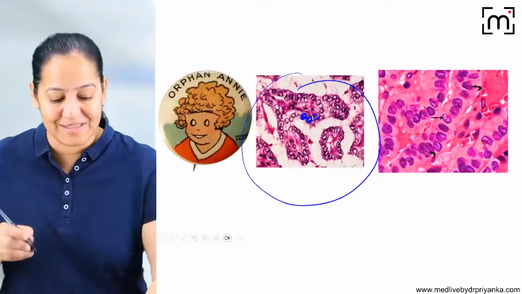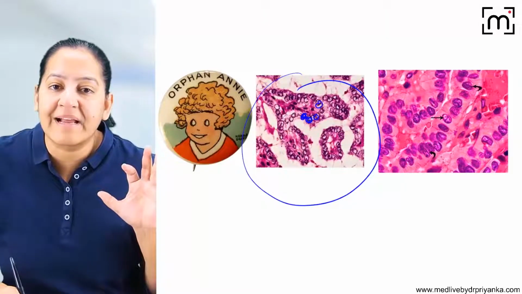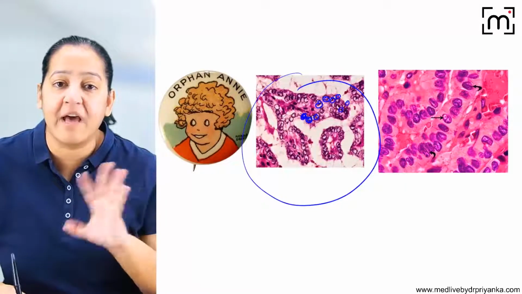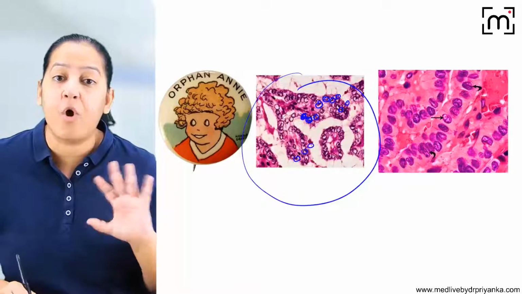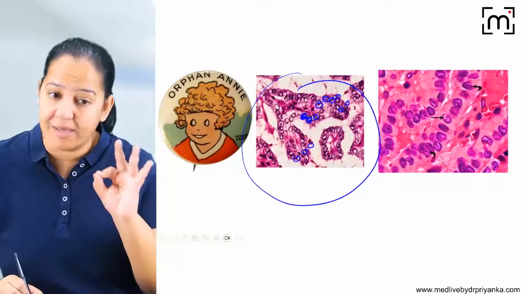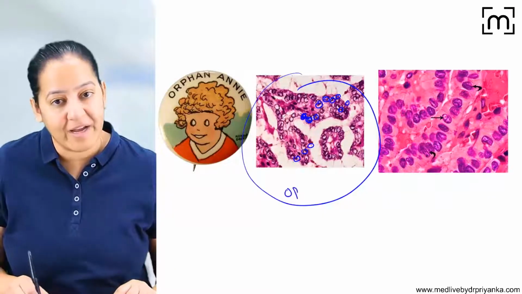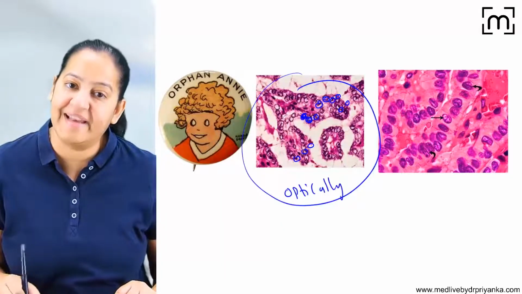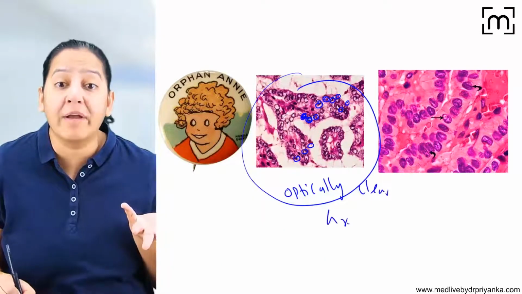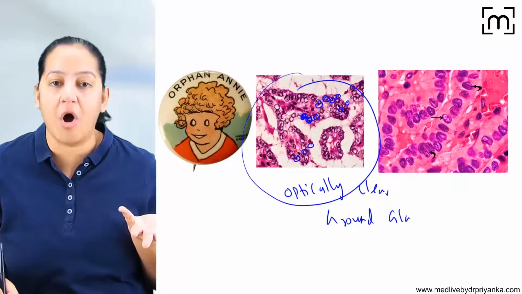So can you see the nucleus? Now appreciate. All the nuclei are clear from inside. They are optically clear. They are not filled. They are not colored. They are optically clear. They are also known as ground glass nucleus. So either call them optically clear or you call them ground glass. The nuclei are looking like ground glass.